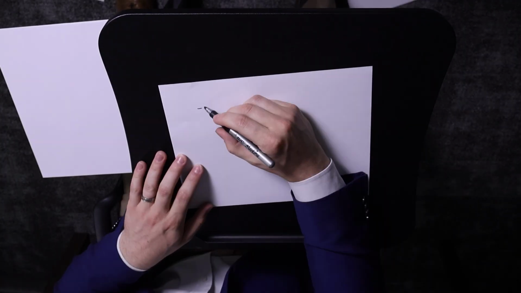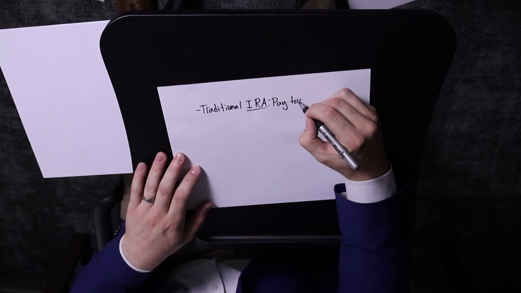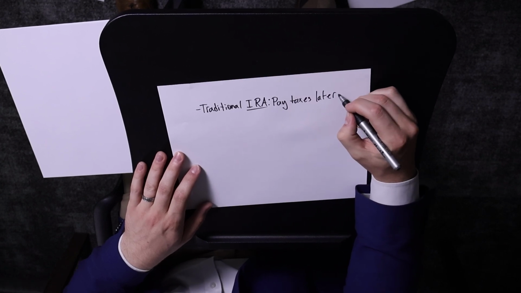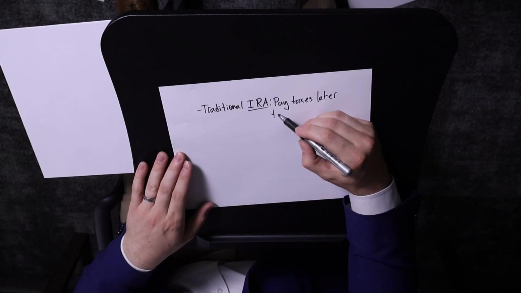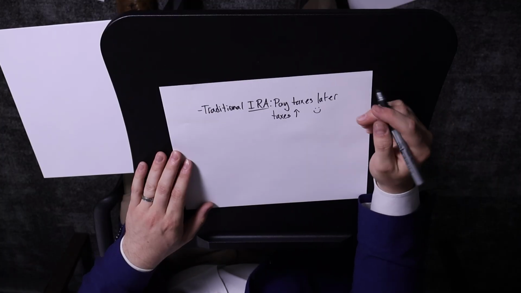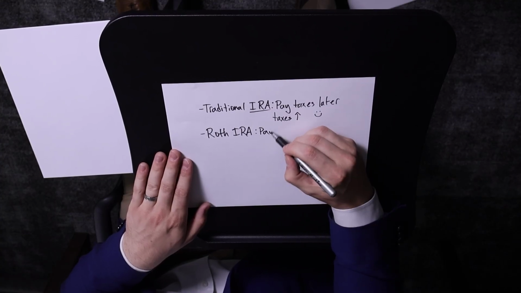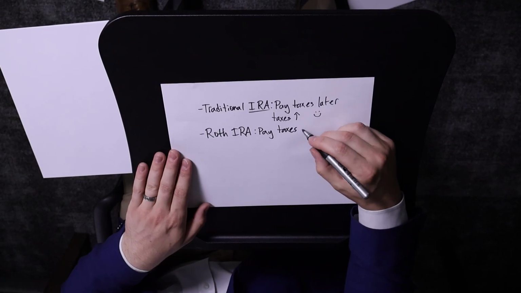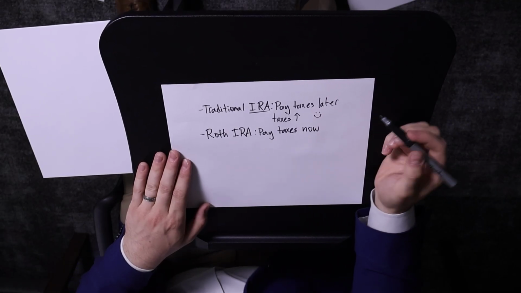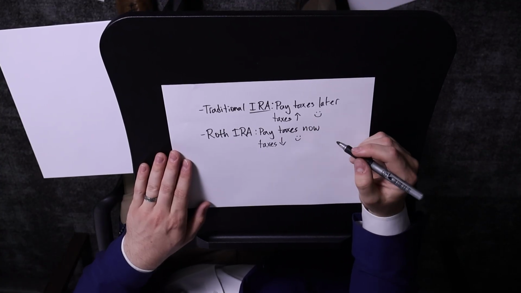As a quick recap, let's go over what you need to know here. Traditional IRA, which is also known as just an IRA: you pay taxes later. And what that means for you is if your taxes are high, then this is good. If our taxes are high, we want to use the traditional IRA. Now, if we take a look at the Roth IRA, you pay taxes now, because you're not getting a tax deduction when you put money into your Roth IRA. So what that means is when your taxes are lower, then you want to use the Roth IRA.